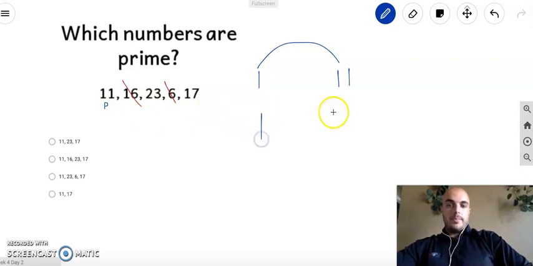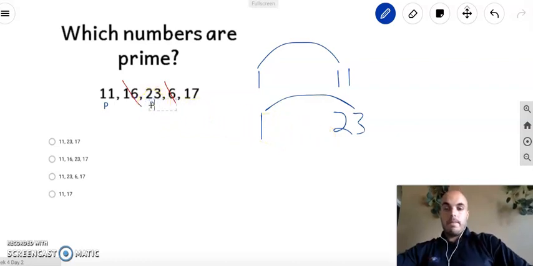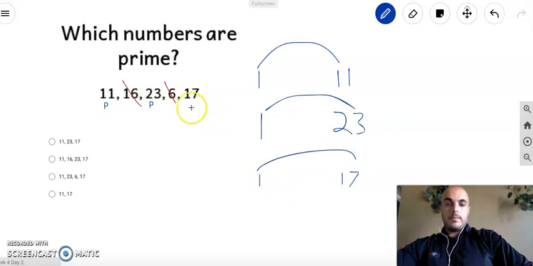Let's do 23. It's not even, so 2 can't go into it, neither can 3 or 4 or 5, 6, 7, or 8. So 23 is prime. Let's try 17. Nope, 2, 3, 4, 5, 6, none of those numbers can go in, so our prime numbers are 11, 23, and 17. So A is our answer for this one.